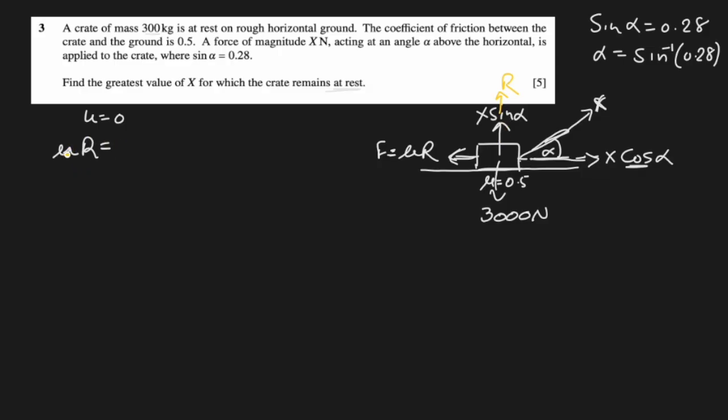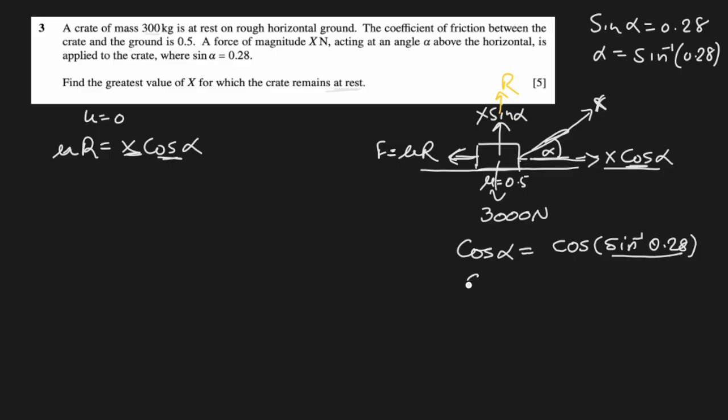Okay, so we said mu R is equal to X cos alpha. What are they saying? Greatest value of X. We have to find greatest value of X. First, let's find cos alpha because we know sine alpha. So cos alpha will be cos of sine inverse 0.28. Yeah, this is the value of alpha. Use your calculator to find it. And cos alpha comes out to be 0.96296.